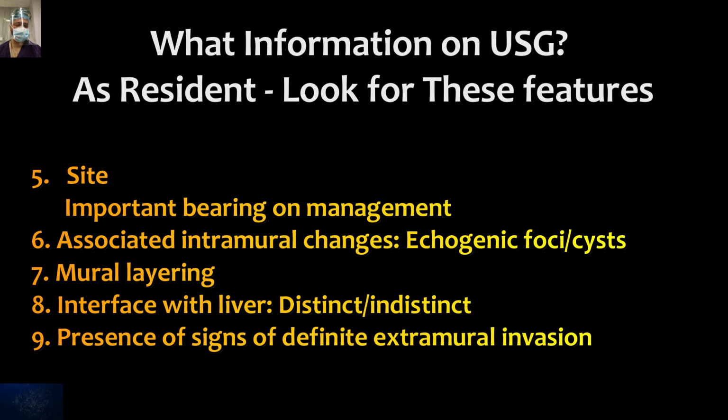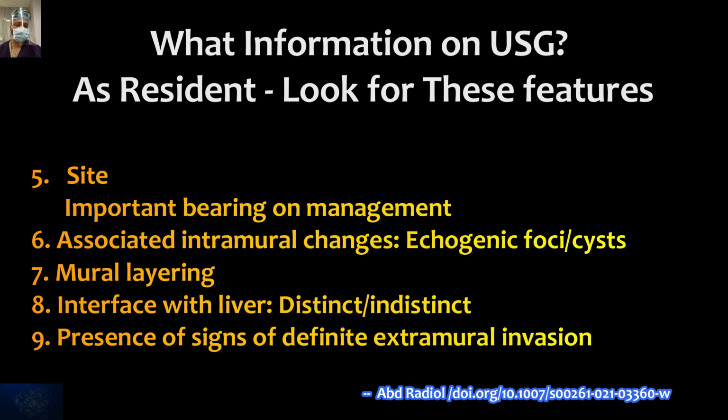If it is toward the neck, then it again has important bearing, because otherwise the cystic duct margin may become positive if you are dealing with a growth or a thickening near the neck of the gallbladder, and that may require a CBD excision. So what are the associated intramural changes, like echogenic foci and cysts, which I have already mentioned.